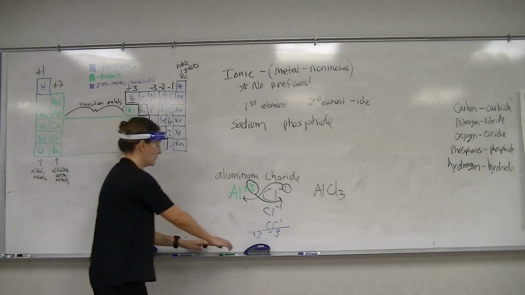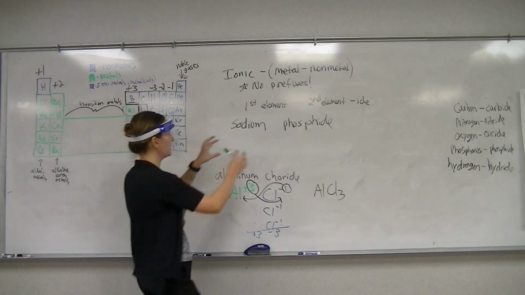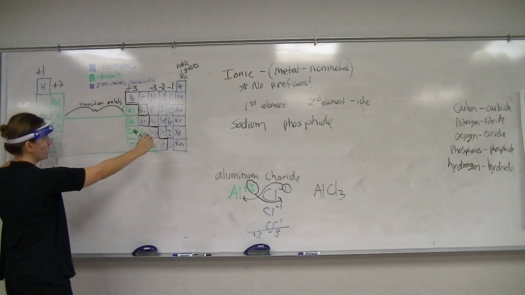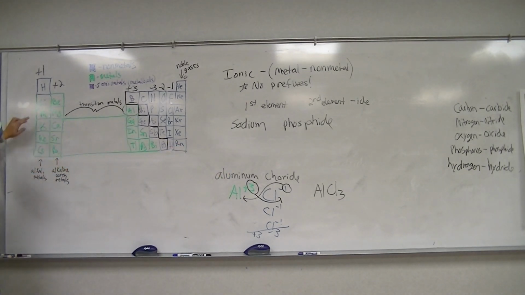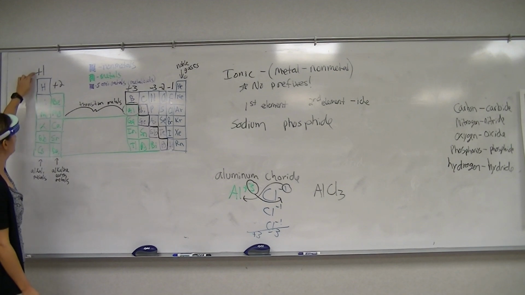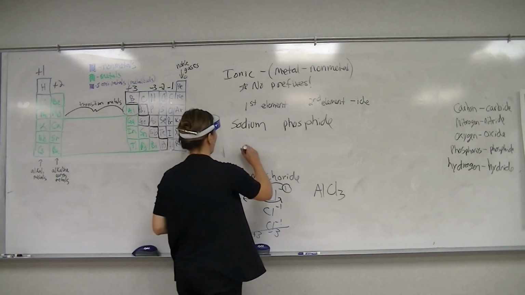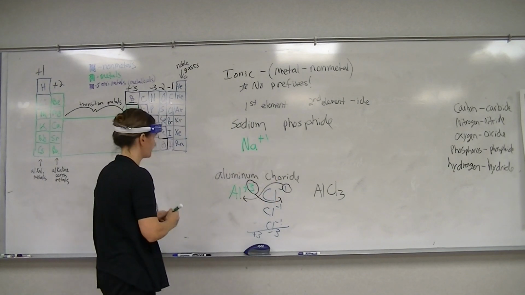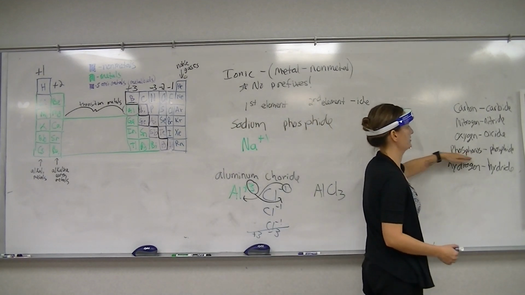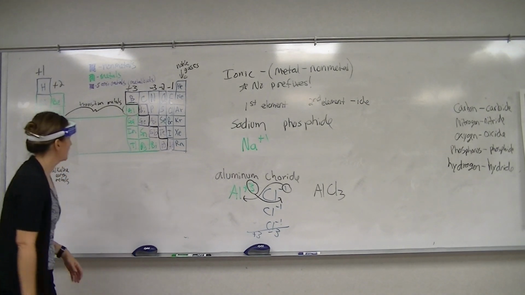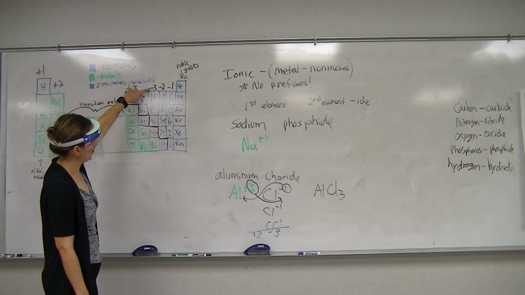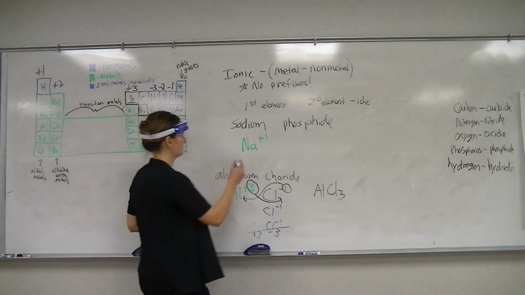So to name it, you immediately go find these 2 elements on the periodic table, write down their symbols and their charge. So sodium, I'm going to find the symbol. It's Na, and since it's an alkali metal, it's got a +1 charge. So I'm going to write Na +1. The second half is just phosphorus, right? Looking at phosphorus on the periodic table, it's a P, and based off what group it's in, I know the charge, -3. So I'm going to write P with a -3 charge.